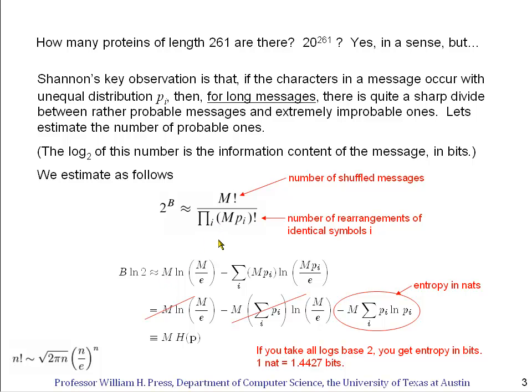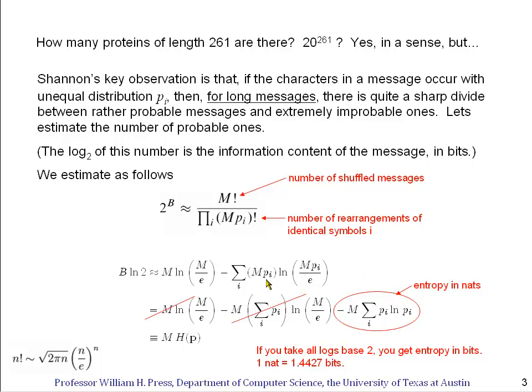And in the denominator, when we take the log, we get a minus sign, and we get a sum over the logs of these individual terms. And again, applying Stirling's approximation here, the dominant term, the term that scales as m or larger, is this one. Now we can do some simplification on this.